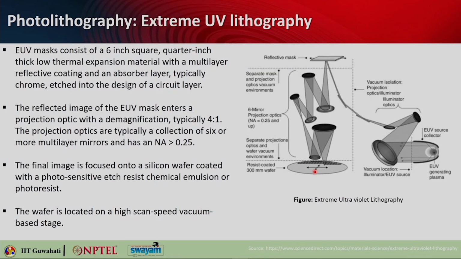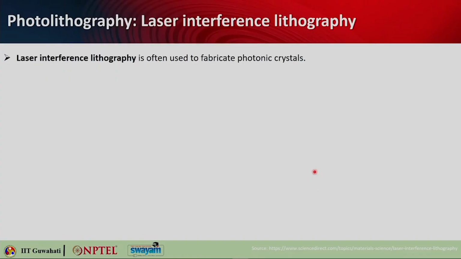So, this is useful in getting very thin or narrow patterns, because the wavelength that you are using is only 13.5 nanometer. There is another type of lithography method that helps you in achieving your desired resolution, that is called laser interference lithography.